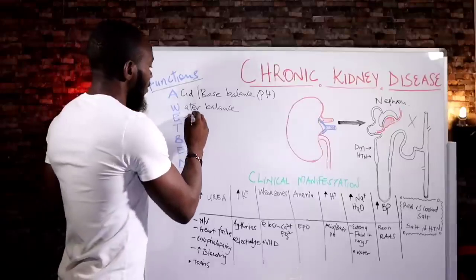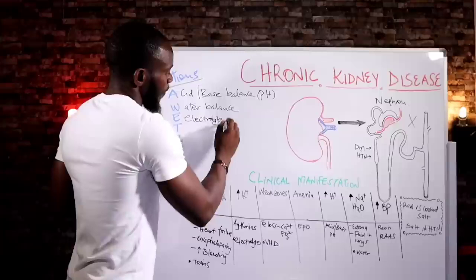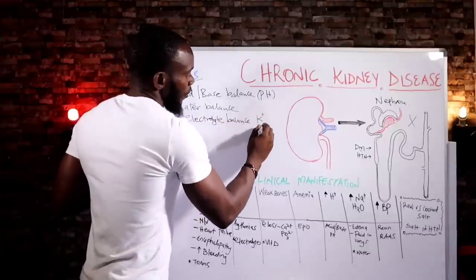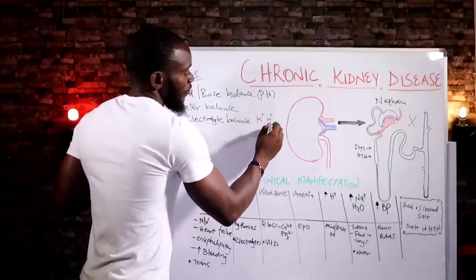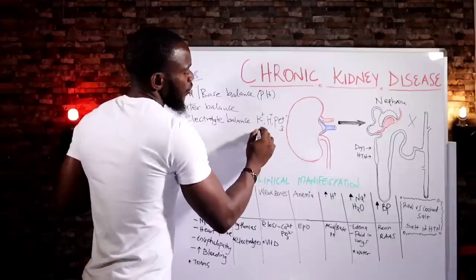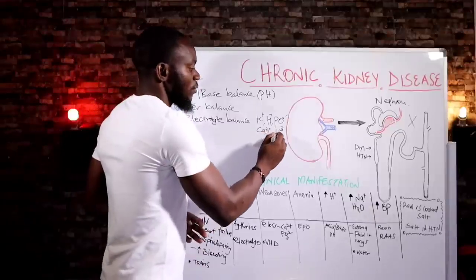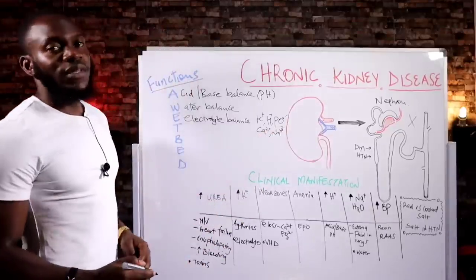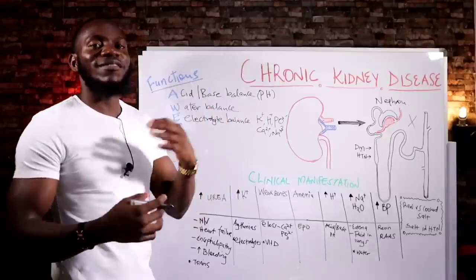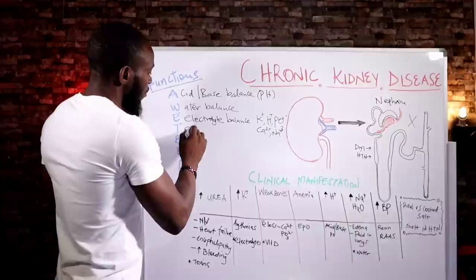Then E is the electrolyte balance. Now, on electrolyte balance, we have potassium, we have hydrogen, we have phosphates, we have also calcium, and the rest. We even have sodium. So these are the electrolytes that are controlled by the kidney, so that you don't have excess in the system or you don't have less in the system.